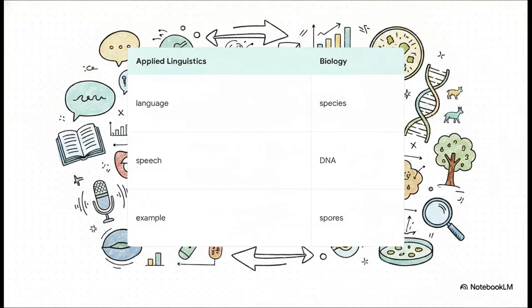You see, concordancers don't just find words, they automatically count them for you. And priority vocabulary drastically shifts depending on what you're actually studying. Just take a look at this frequency data comparing introductory textbooks. Over in applied linguistics, the top nouns are exactly what you might expect: language, speech, and example. But jump over to biology and bam, the high-frequency nouns immediately shift to species, DNA, and spores.